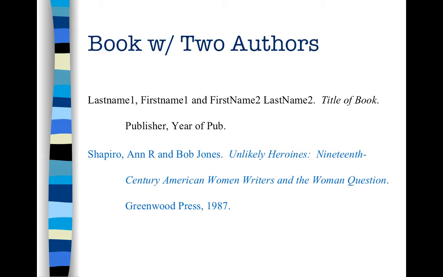If you have a book that has two authors, what you're going to do is list the first author's last name, comma, first name, and then you're going to put the word and, first name of the second author, last name of the second author, period, and then the rest will be the same. Like here in our example, Ann Shapiro and Bob Jones wrote this book. This is totally made up. So I put Shapiro, comma, Ann, and Bob Jones.